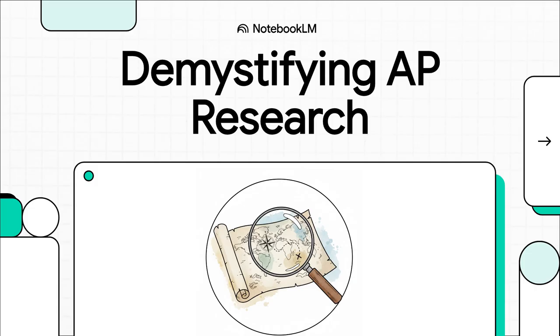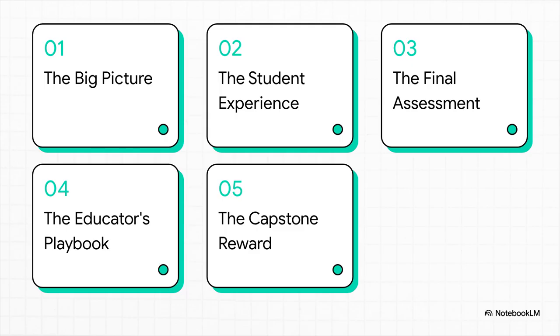So let's dive in. Here's our game plan. We'll start with the 30,000-foot view, then zoom right into the student's year-long journey. After that, we'll get into the nitty-gritty of the final assessment, map out the educator's playbook, that's your part, and wrap up with the awesome awards students can earn. Sound good? Let's get to it.